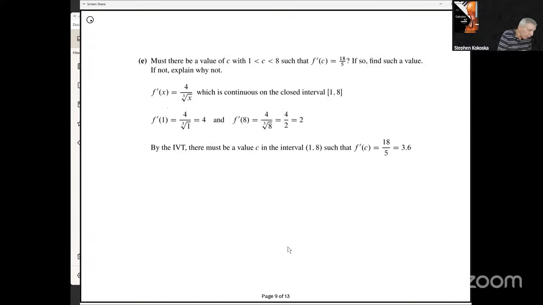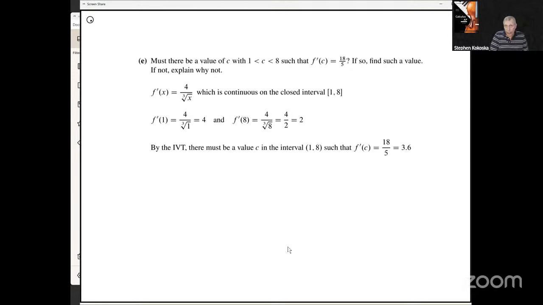And I think there was one more clever question here. I like this one. Must there be a value of c between 1 and 8 so that f prime of c is equal to 18 divided by 5? Holy Toledo. If so, find such a value. If not, explain why not. Well, let's see.